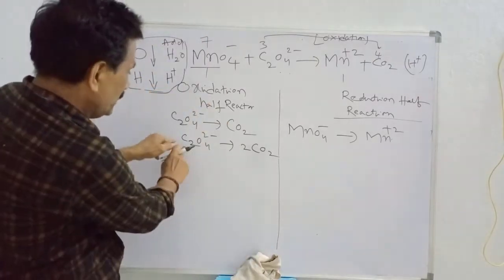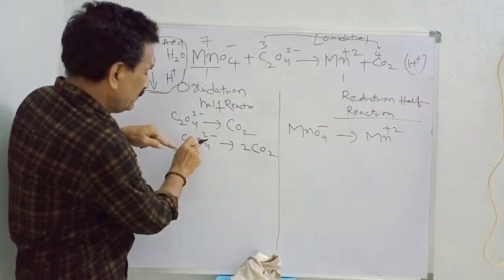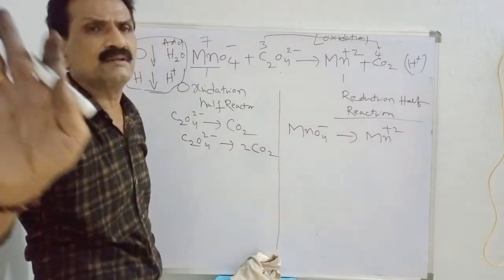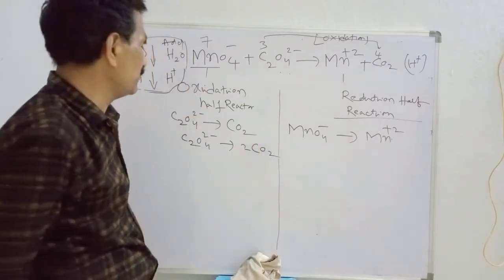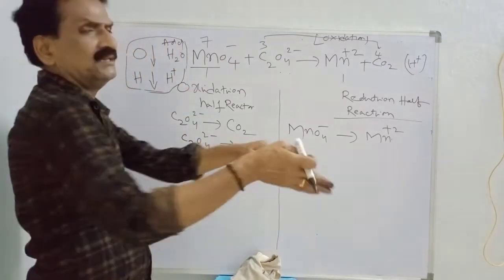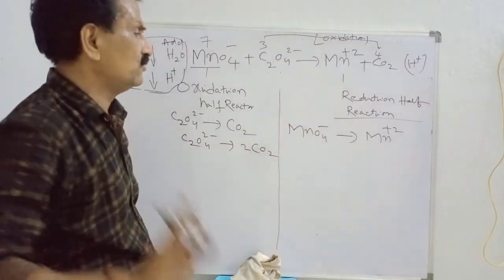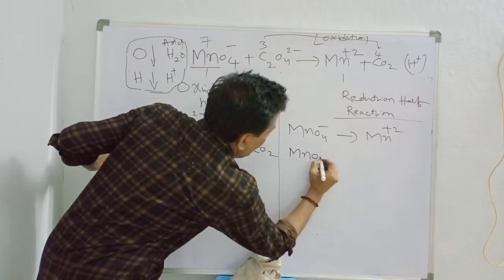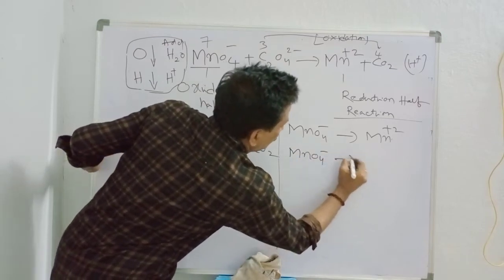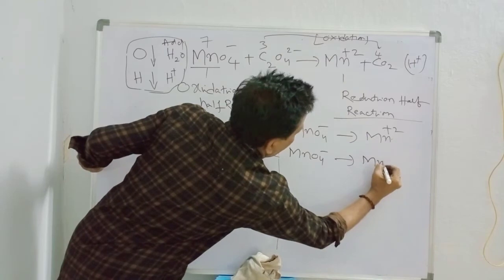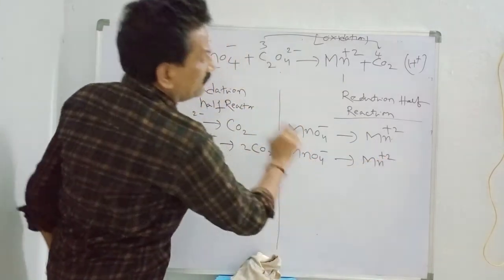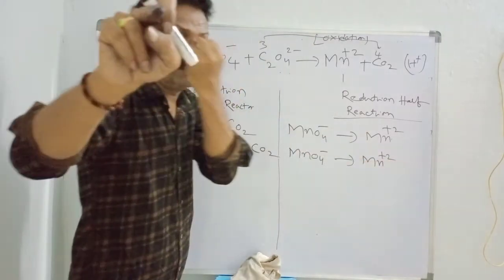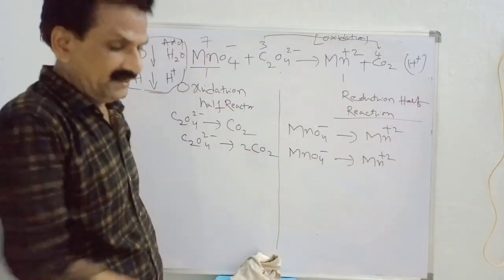Okay. You see, C2O4: here 4 O's are there, 2 into 2, 4 O's are there. No problem. Here there is no H, here there is no H, no problem. Very good. Here MnO4 minus gives Mn plus 2. Here 4 oxygens are there, here there are no oxygens, sir. What your chemistry sir explained just before.